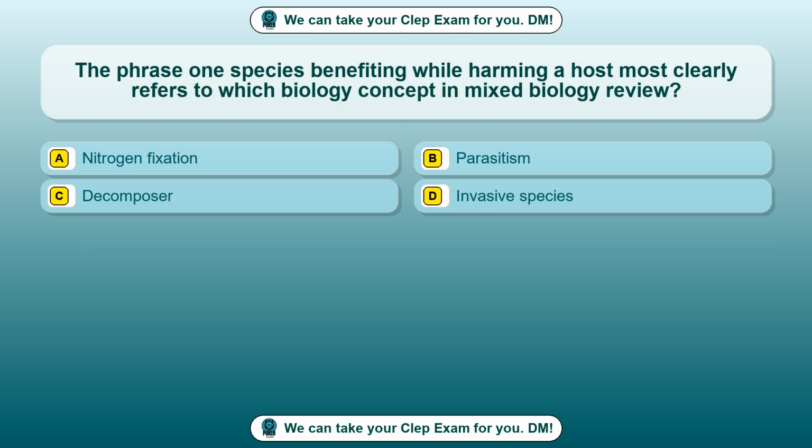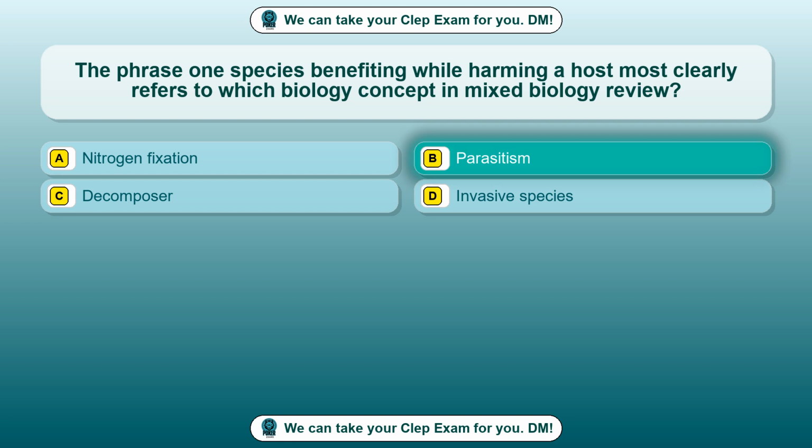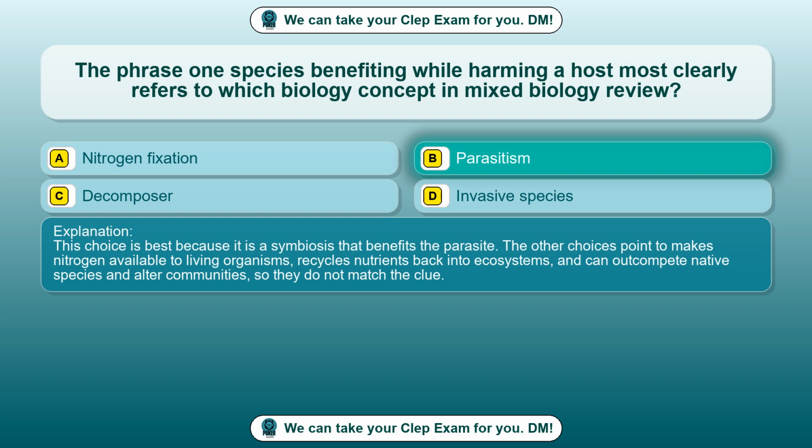Question 81. The phrase one species benefiting while harming a host most clearly refers to which biology concept in mixed biology review? Option A, nitrogen fixation. Option B, parasitism. Option C, decomposer. Option D, invasive species. The correct answer is option B, parasitism. This choice is best because it is a symbiosis that benefits the parasite. The other choices point to makes nitrogen available to living organisms, recycles nutrients back into ecosystems, and can outcompete native species and alter communities, so they do not match the clue.